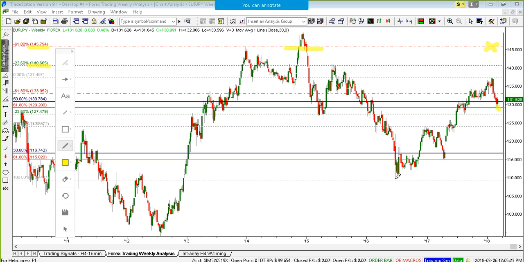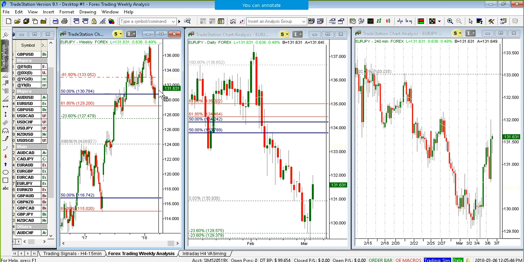If this level was broken, then we could look at the 50% from lows to highs. This level is holding, so it could actually bring price into the first target 140.66 and second target 145.80. All right, so that's what we see here in this market.